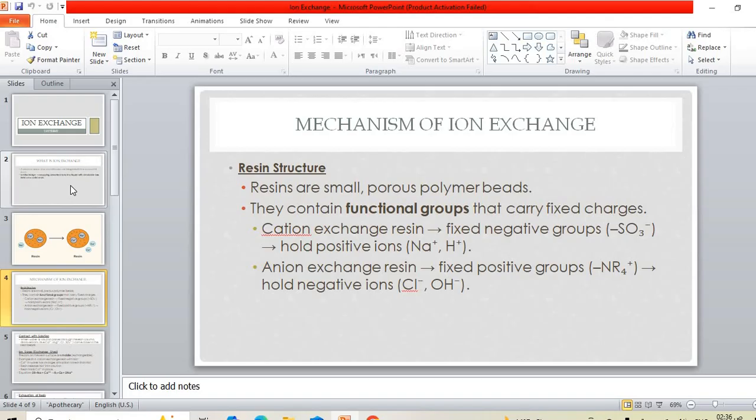And we have two types of ion exchange resin. The first one is cation, where the fixed functional group is negative, and of course it holds positive ions like sodium and hydrogen. Anion exchange is vice versa. It has a fixed functional group that is positive, and it holds negative ions like chloride and hydroxide.